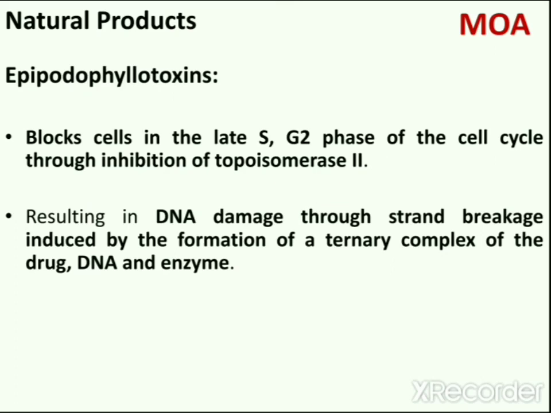Last is mode of action of natural products as antineoplastic agents. Epipodophyllotoxins. Etoposide blocks cells in late S-G2 phase of the cell cycle through inhibition of topoisomerase II. It inhibits DNA synthesis by forming a complex with topoisomerase II and DNA. This complex induces breaks in double-strand DNA and prevents repair by topoisomerase II binding. Accumulated breaks in DNA prevent entry into the mitotic phase of cell division and lead to cell death.